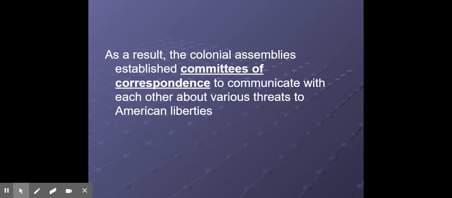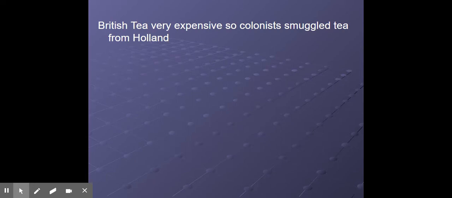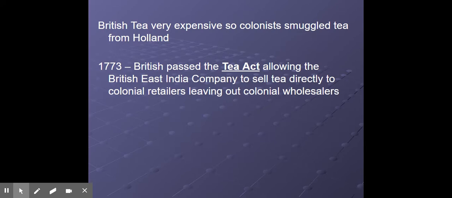Okay, now 1773, something significant is going to happen. British tea is very, very expensive. So colonists have been smuggling tea in from Holland. Now, the British know this, and of course, smuggling takes money away from them, money they need because they're in a financial crisis. So in 1773, the British passed the Tea Act.